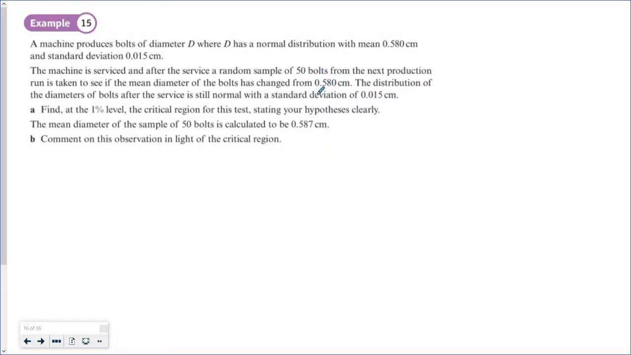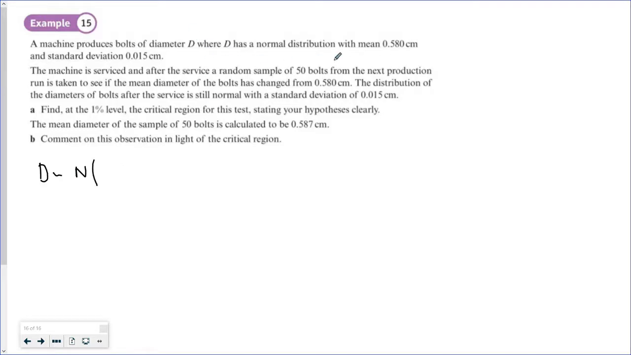And you can see why you might want to do this, because you might want to go back and reservice the machine if the machine has somehow changed the diameter of the bolts that it's making, because that would be a bad thing. So we don't need to define a variable because the random variable D has already been defined for us. So we're going to write down what distribution D follows.